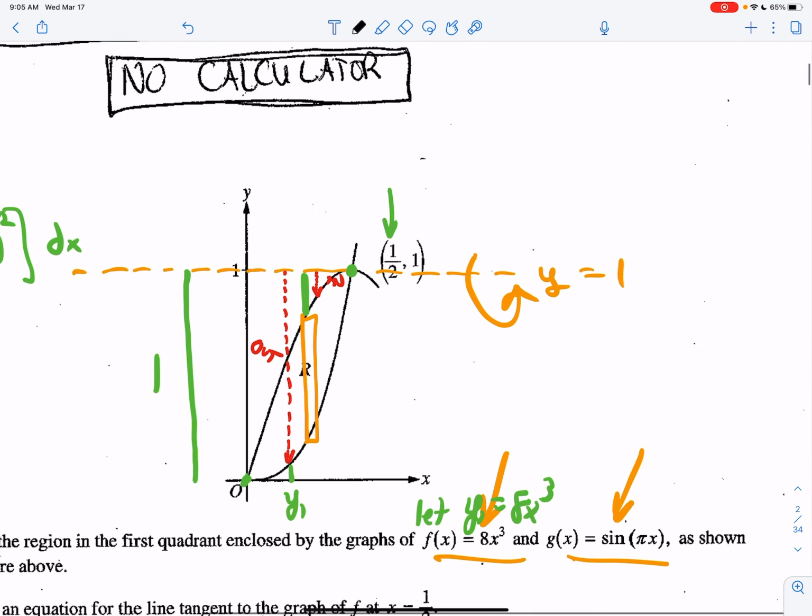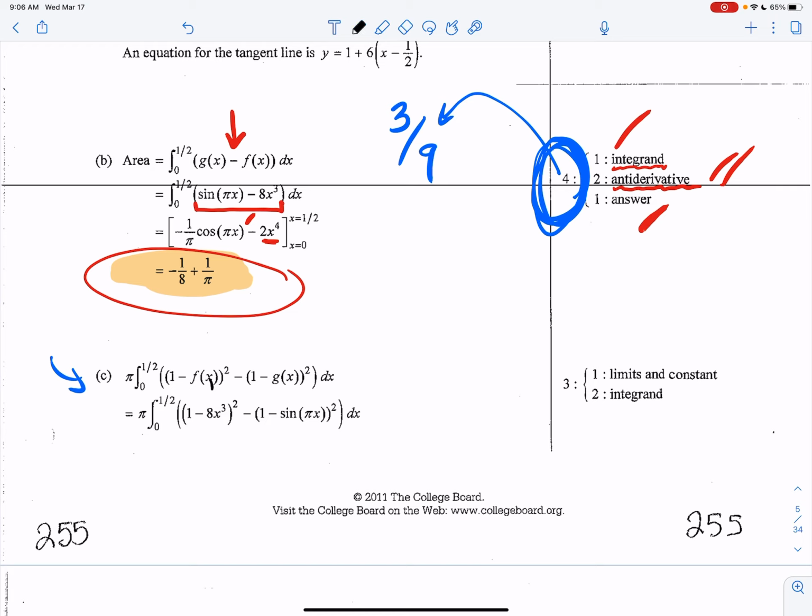Okay, let's take a look at the scoring guidelines in 2011. Okay, they used f of x and g of x, which is fine because it was declared in the problem. But I used y1 and y2, which is the same thing. They did a little bit extra and wrote out the actual f of x and g of x, right? Not necessary.